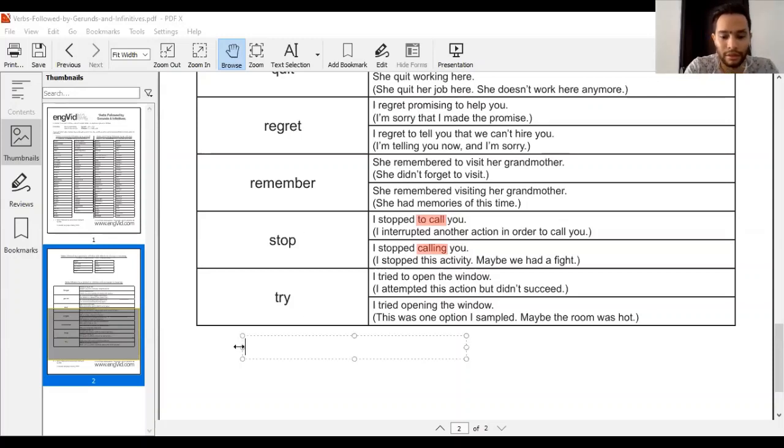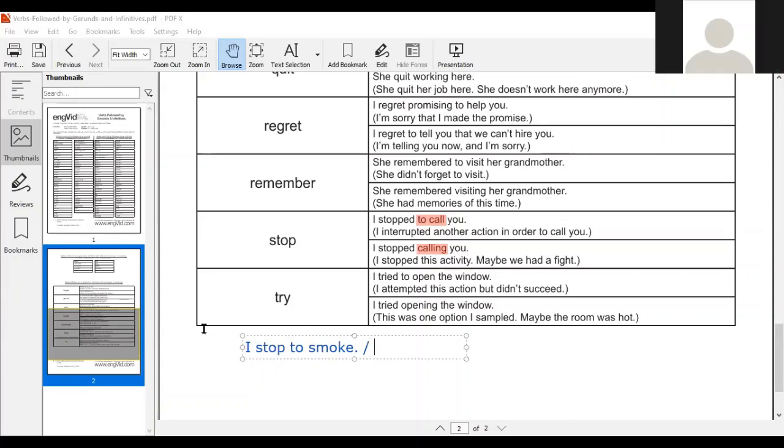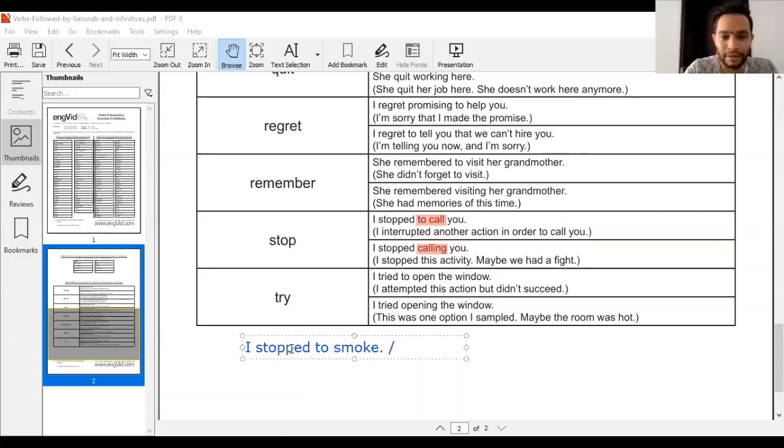Digamos, I stop to smoke. What is this? Smoke. ¿Qué significa? Can you tell me? Hang on, I'm going to put it in the past. Here. Dejé de fumar. Me detuve para fumar. Exacto, me detuve para fumar. Entonces, eso quiere decir que iba caminando, me dieron ganas de fumar, me detuve un momento, me llevé la mano al bolsillo, saqué mi cigarrillo, lo encendí, lo llevé a mi boca y empecé a fumar. Eso significa esto, right? Me detuve a fumar.